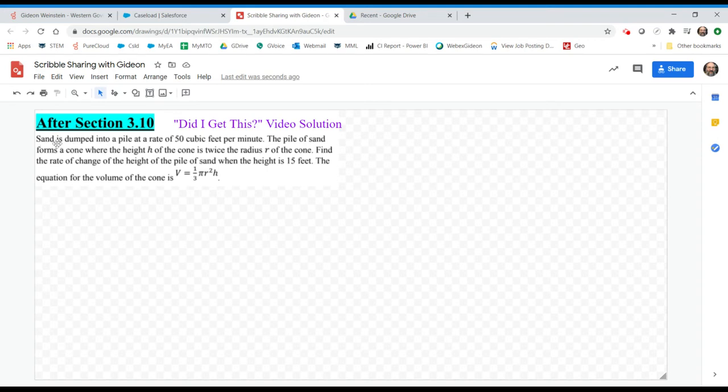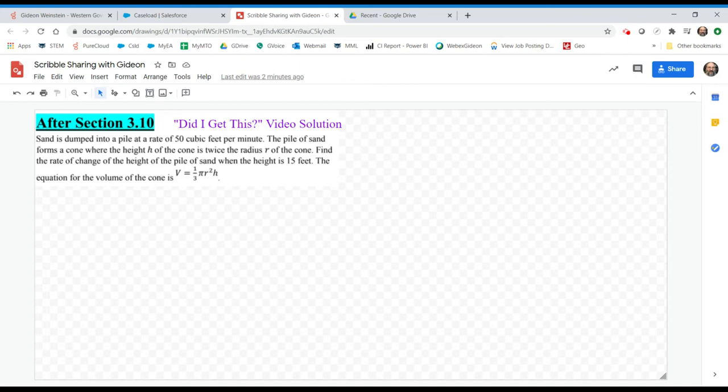Sand is dumped into a pile at a rate of 50 cubic meters per minute. The pile of sand forms a cone where the height h of the cone is twice the radius r of the cone. Find the rate of change of the height of the pile of sand when the height is 15 feet. The equation for the volume of the cone is V equals 1/3 pi r squared h. And then take a moment, reflect on what you've seen.